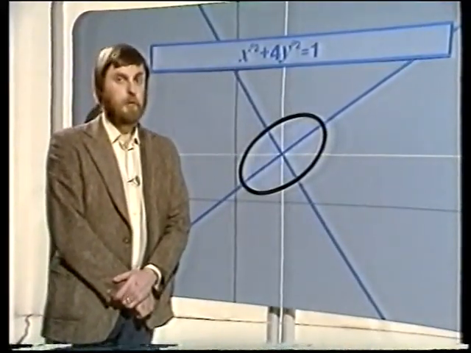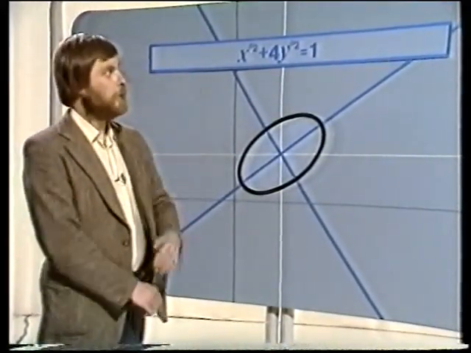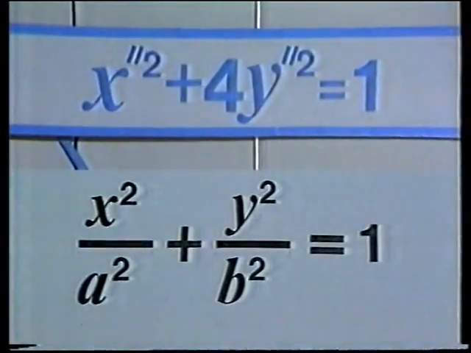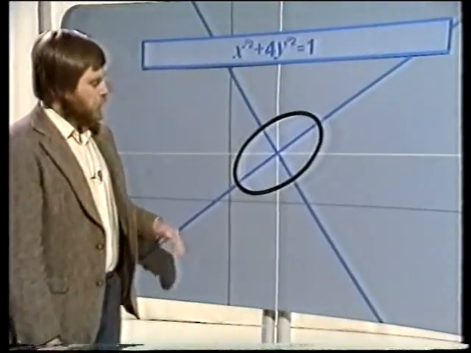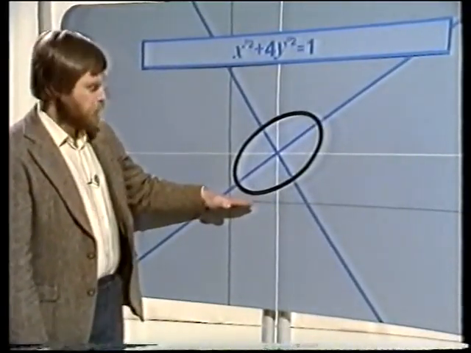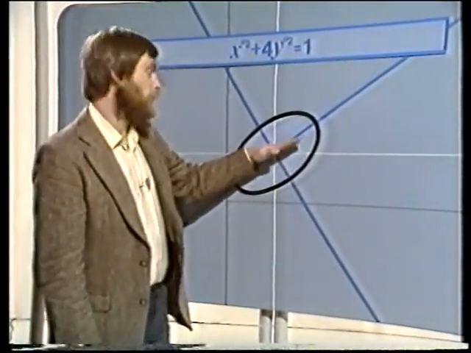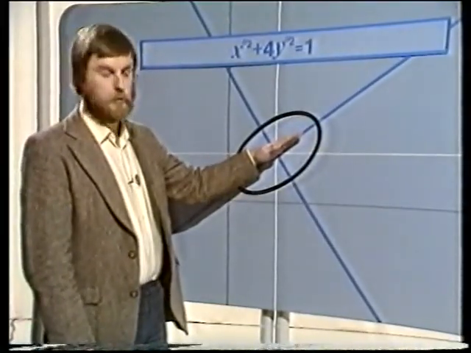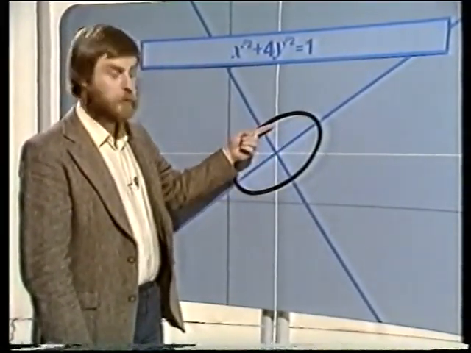And now, of course, if you haven't already spotted it, the equation is in standard form with little a equals 1 and little b equals a half. So by changing our point of view, first by translating and then rotating the axes, we really have proved that this curve is a genuine ellipse.